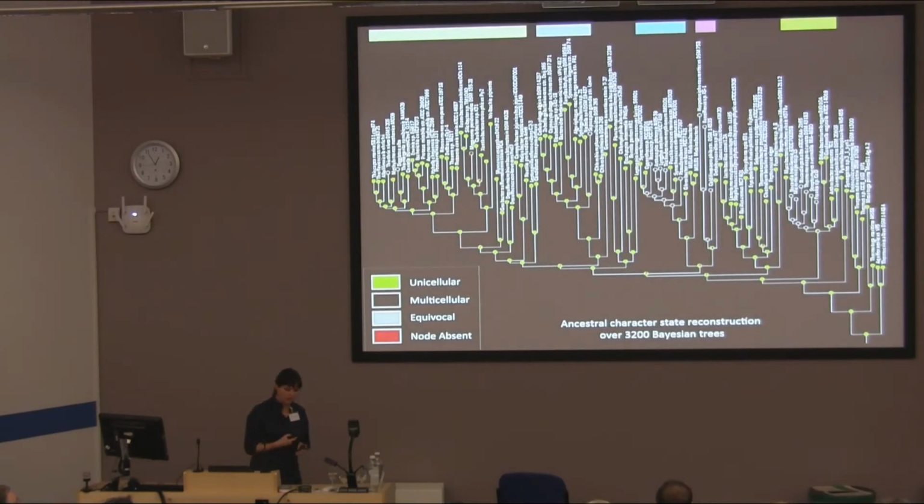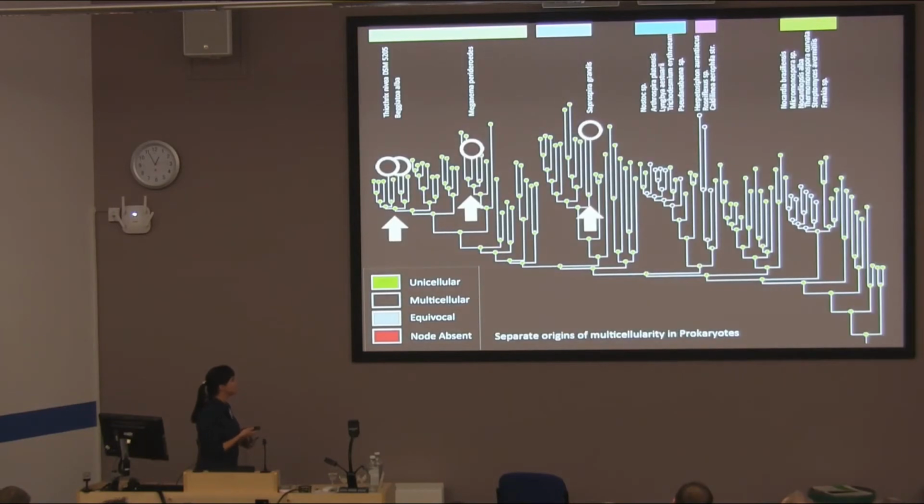Now I tried to see whether we could reconstruct the evolution of those characters. Could we say which ancestor might have been multicellular among those eubacteria? This is a character state reconstruction using maximum likelihood methods. It has been done over 3,200 trees, which are all equally likely, to incorporate phylogenetic uncertainty. The characters of the present taxa are shown in yellow for unicellular and black for multicellular.